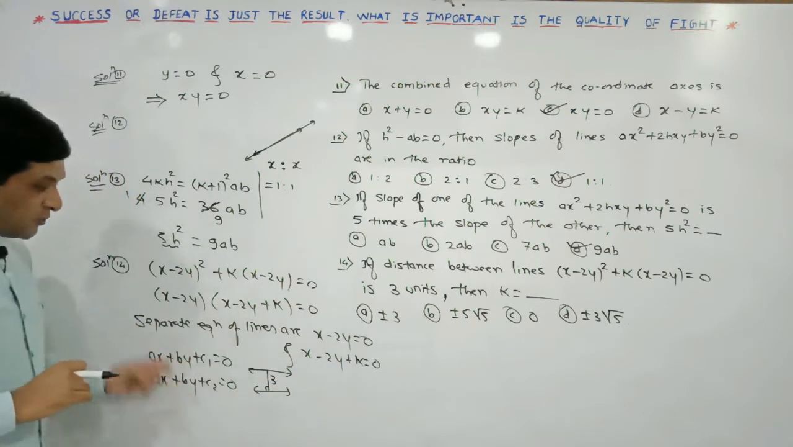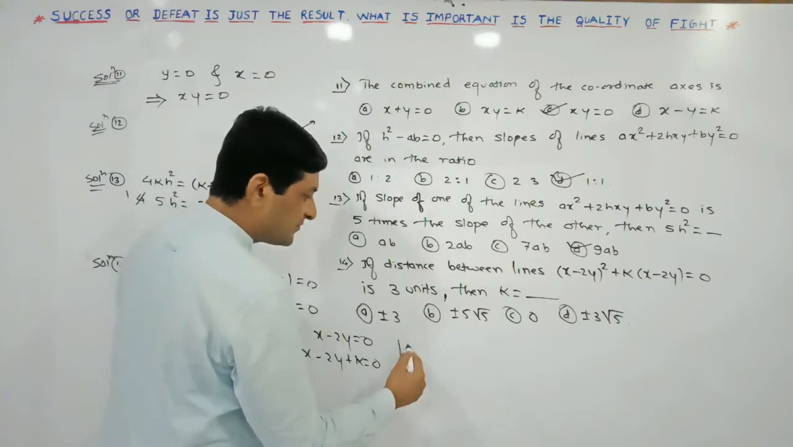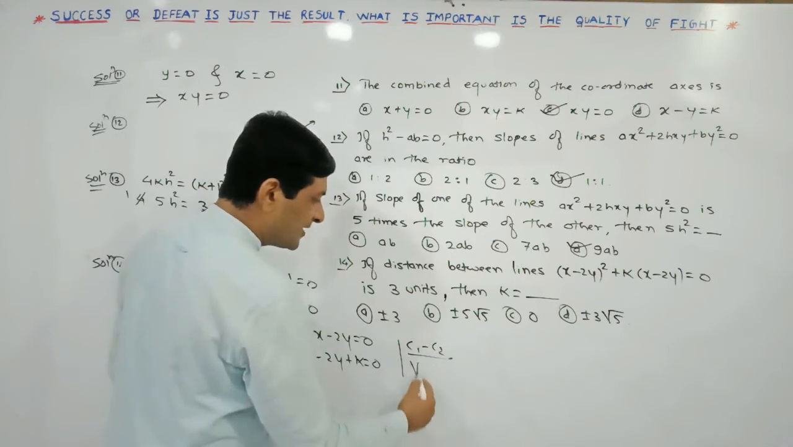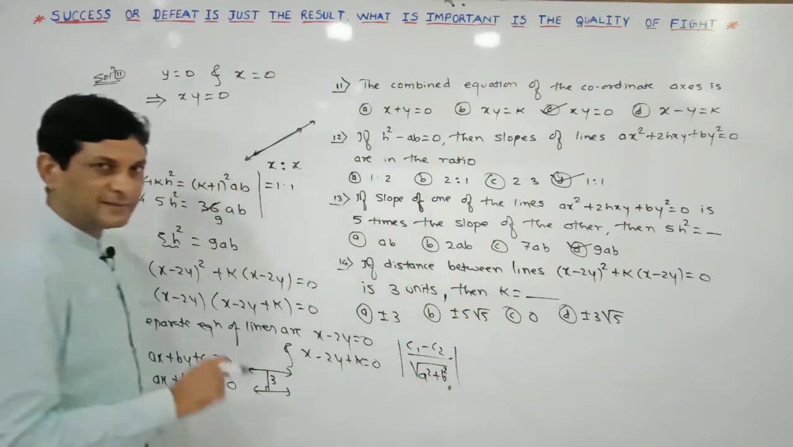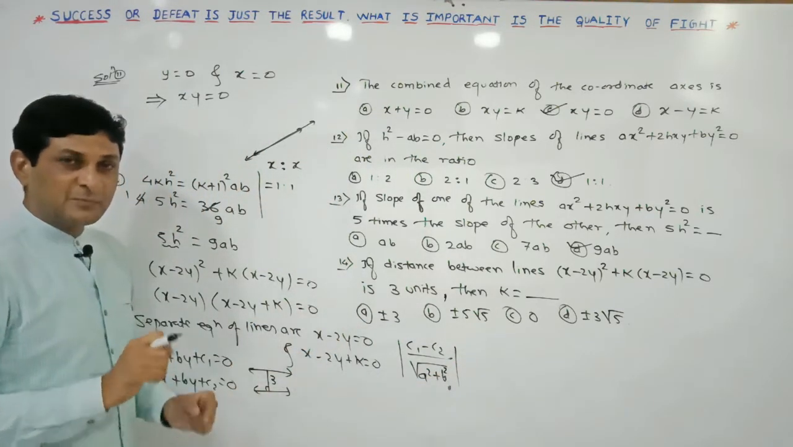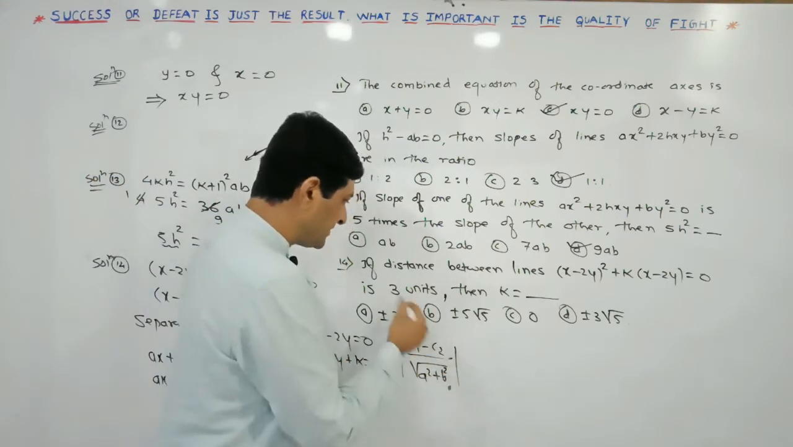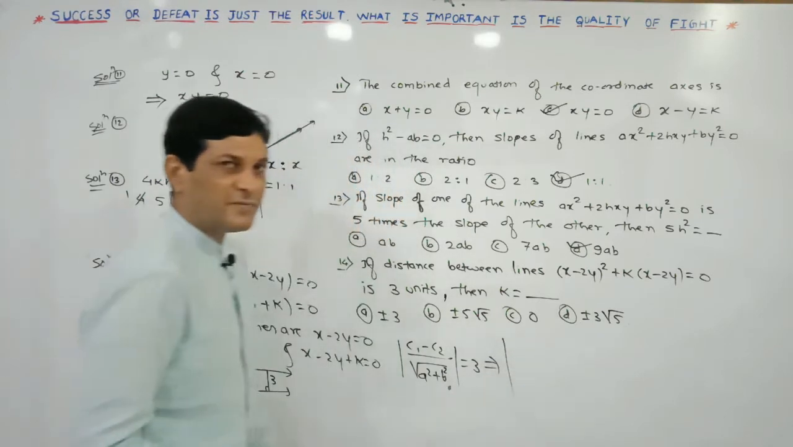If the equations of two parallel lines are given to us, the distance between them can be found by applying the formula |c1 minus c2| upon under root a square plus b square. Let us apply this formula here to solve this example. This formula is applicable to find what? The distance between two parallel lines. Here this distance is given to us, which is equal to 3. Now we are just substituting the values.